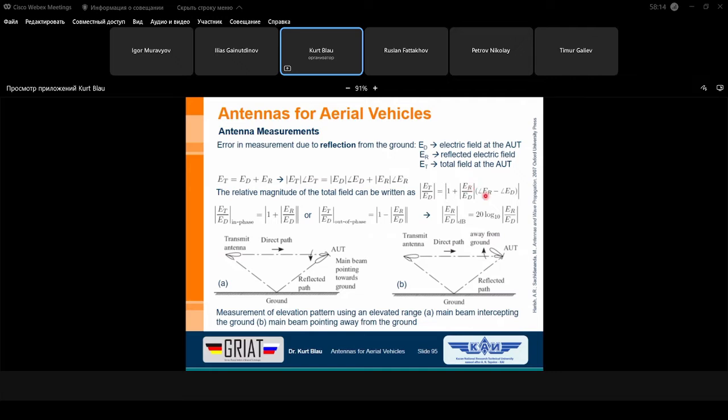It's the angle of the reflected wave minus, I have to look, minus the angle of the part of the direct wave. Yeah, it's clear because this one is clear, and this is the angle difference.